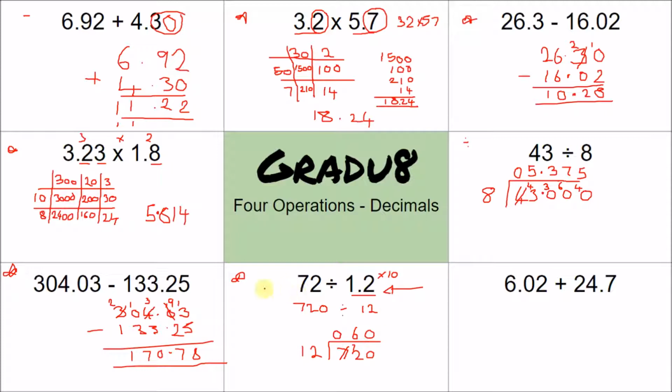And that's the exact same answer to 72 divided by 1.2. Can you imagine all those 1.2s, okay, inside 72? There are loads of them, there are 60 of them.